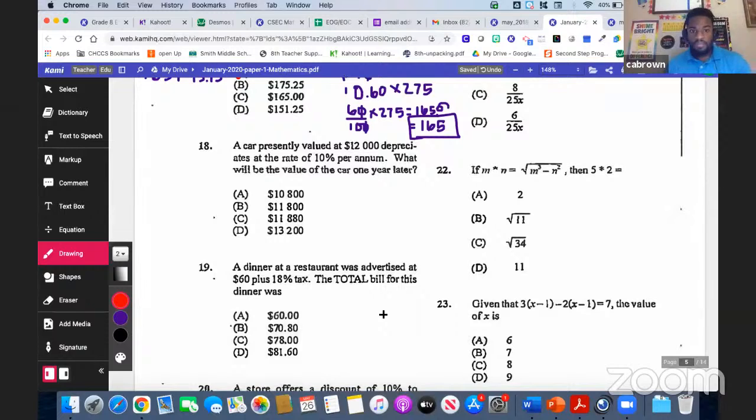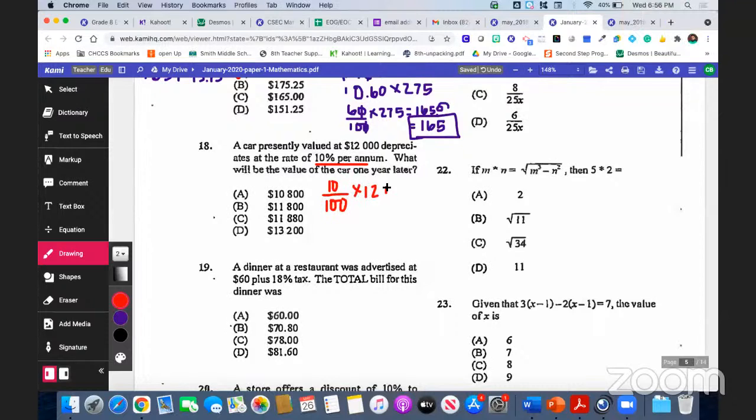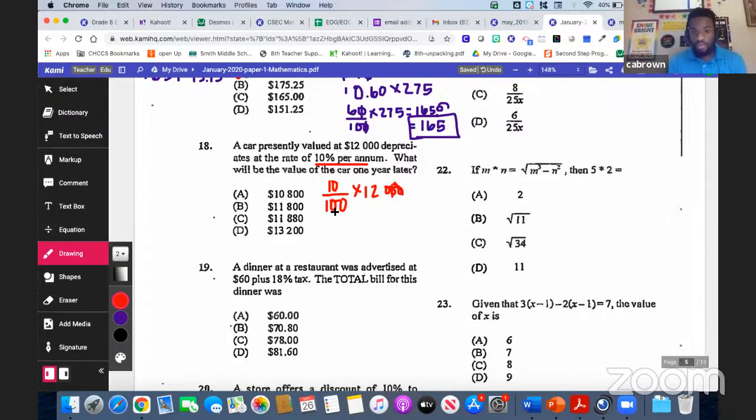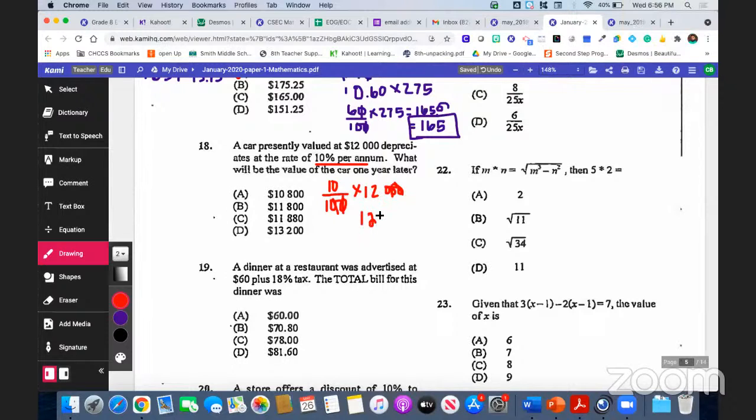All right, number 18. A car presently valued at 12,000 depreciates at a rate of 10% per annum. What will be the value of the car after 1 year? So it loses 10% value. Percentage is out of 100, so 10 over 100 times 12,000. We can take off the zeros: 1, 2, 1, 2. So we're doing 120 times 10. So 1, 2, 20 times 10, add another 0.